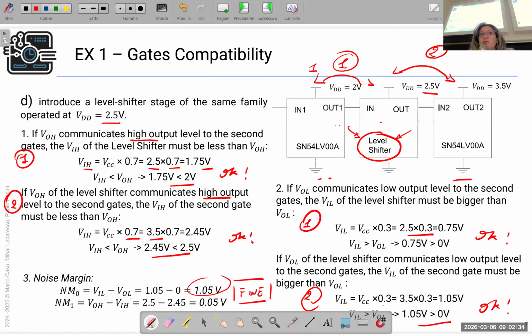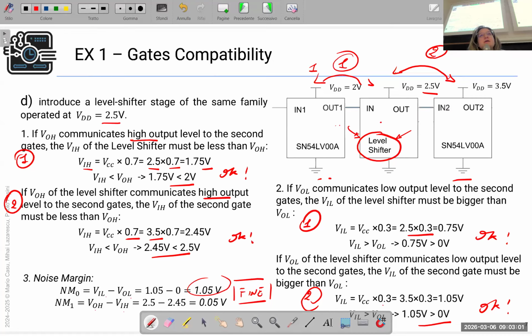Okay, in this case, I will tell you what happened. At the first time, we put values randomly, and we saw that there wasn't compatibility. So in this case, we adjusted the power supply voltage, so that there was compatibility with the two gates.